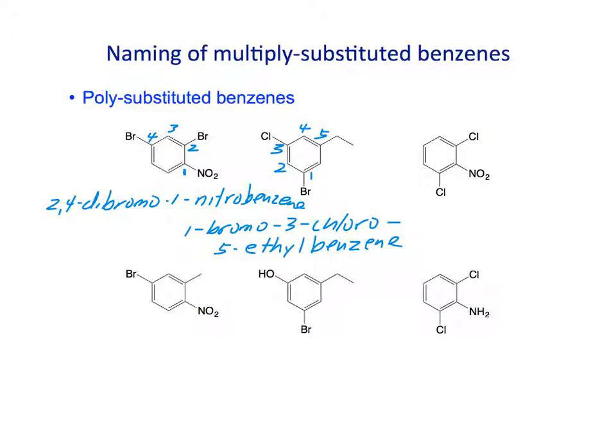Okay? Easy. The next one, the only thing we need to know is, we're just going to start numbering it like this. We could do it either from the top chlorine around this way or the bottom chlorine up around the other way. It wouldn't matter.